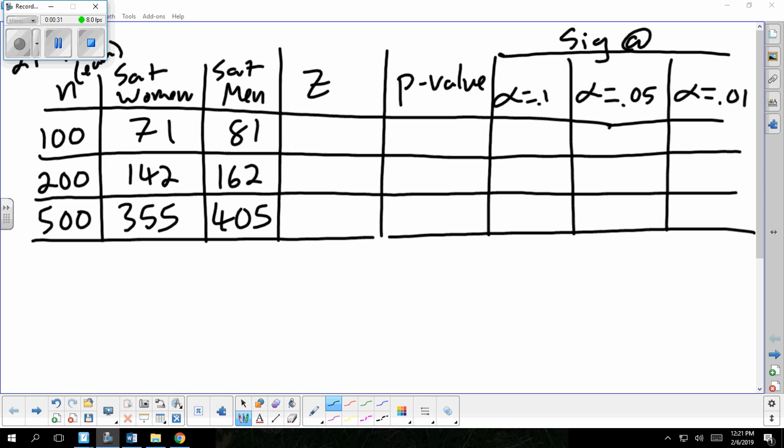So what we need is the sample size. So we need n for each.